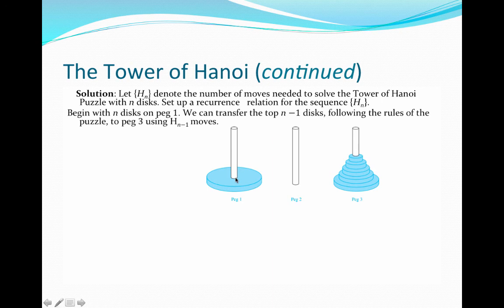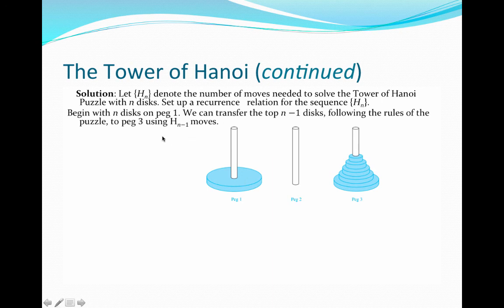So our first set of moves is to move these n-1 discs to peg 3, because remember that we want to get the largest disc onto peg 2. It needs to be on the bottom, and then we want to move all of these back to peg 2. So we can use our recurrence relation, knowing how many moves it takes for a previous number of discs, n-1 discs, and we can use that solution to solve for our n discs.